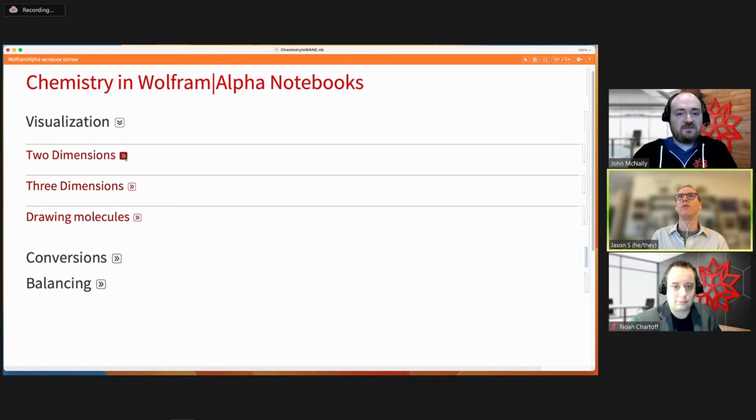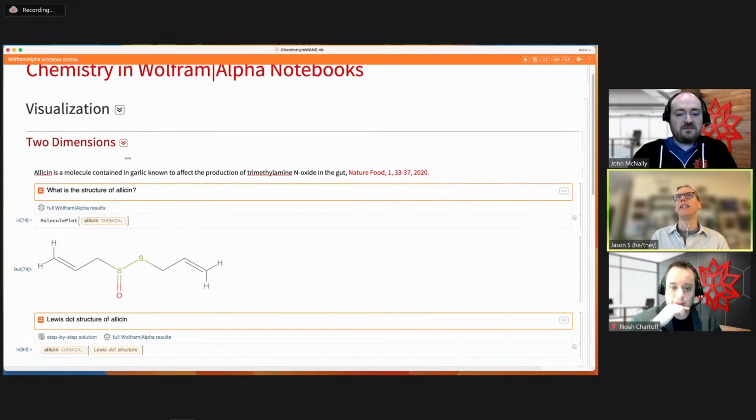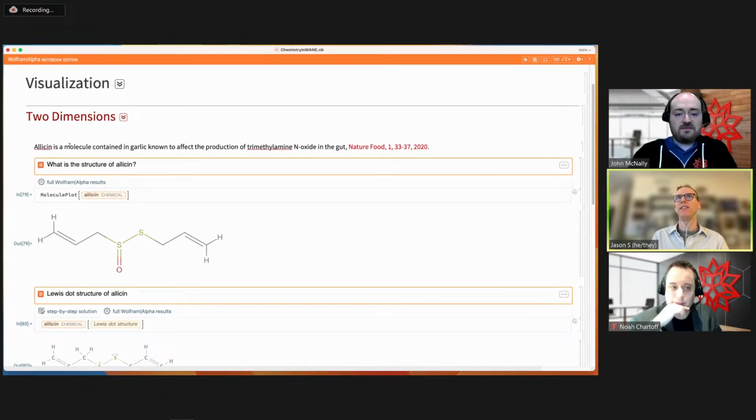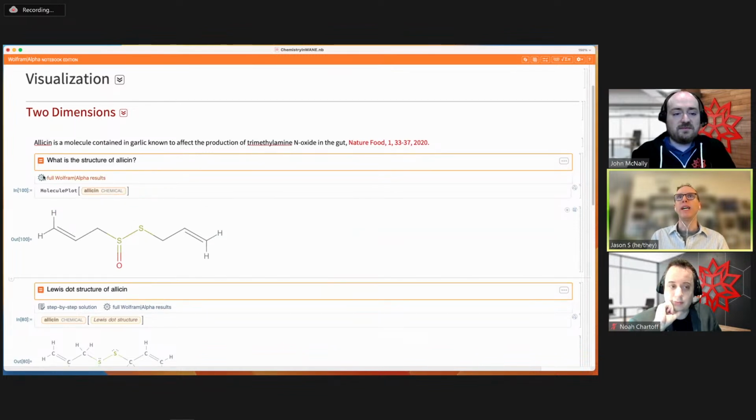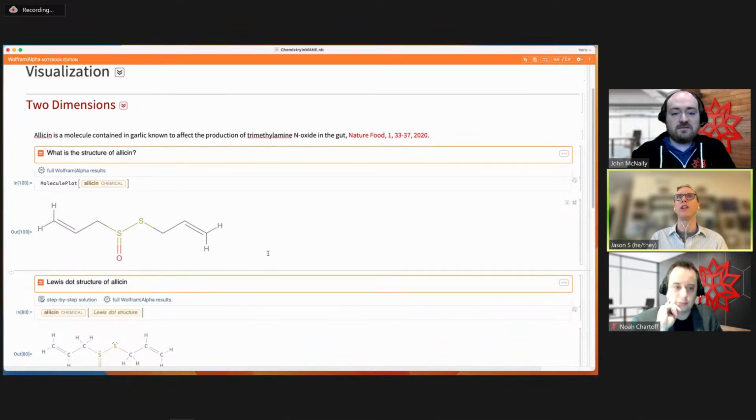We'll start with the two-dimensional, if you will, flat input. Here I'm going to use the example of allicin. It's a molecule contained in garlic. You might have heard of it before. I was curious, what was the structure of allicin? So I ran that, and as you can see, what we get back is the Wolfram language version of that. In the Wolfram language, we have a molecule family of functions. Here's the molecule plot function, which gives us 2D pictures. And allicin is an entity in our entity system. So we have molecule plot, and we get the two-dimensional structure of the molecule.